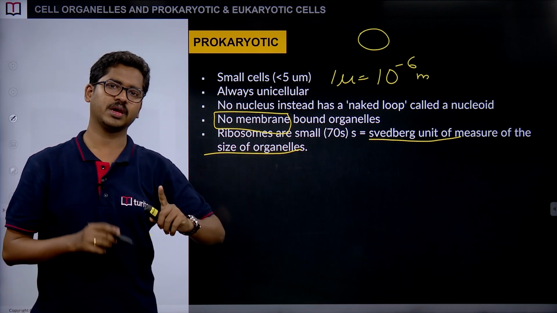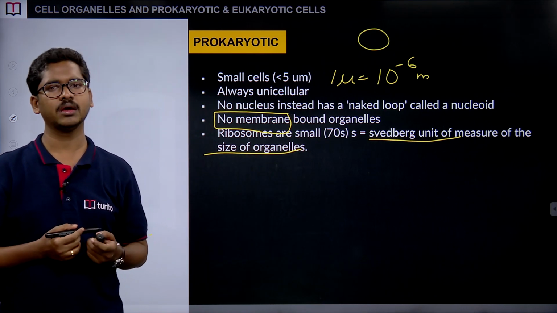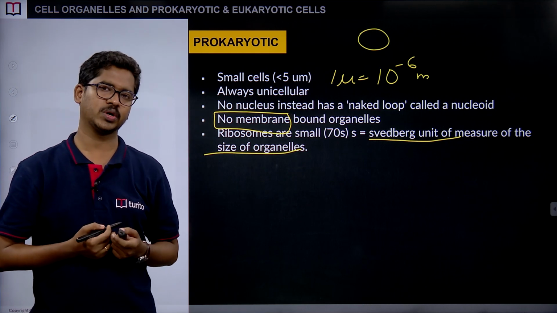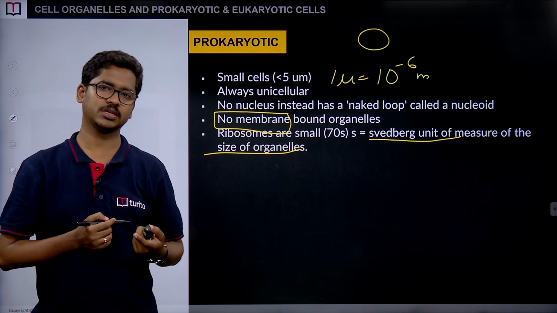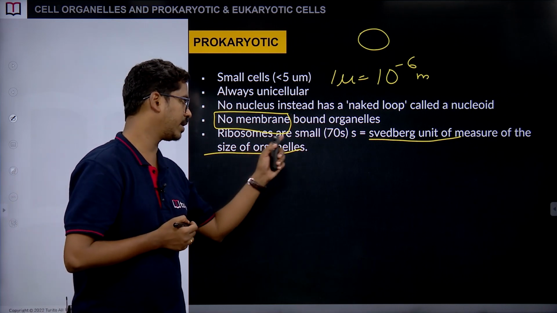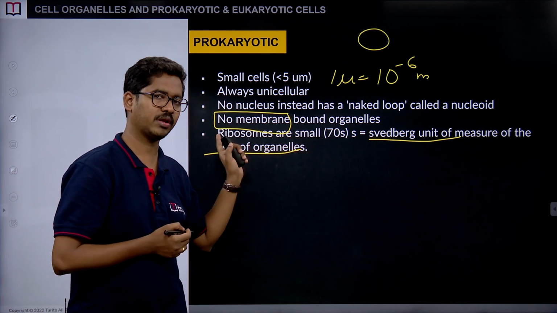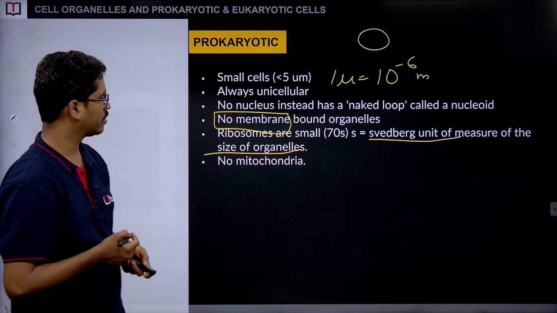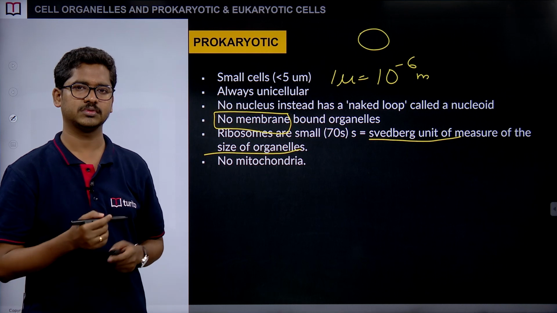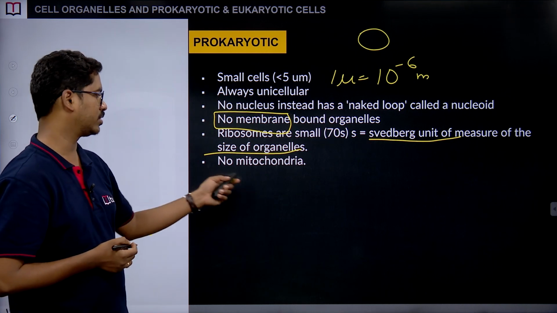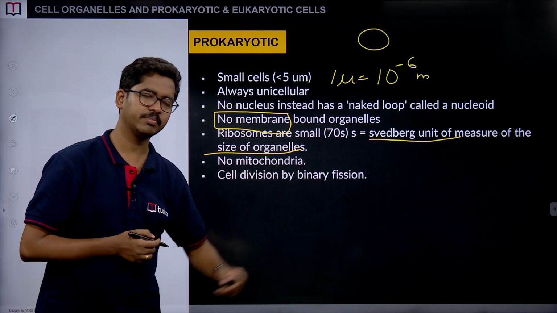Particularly about ribosomes, the other day we discussed very clearly how the Svedberg unit is used, which actually gives us the indirect measurement of the size of particles as small as ribosomes. No mitochondria are present here. So, you would see them having no mitochondria, and cell division is by binary fission.